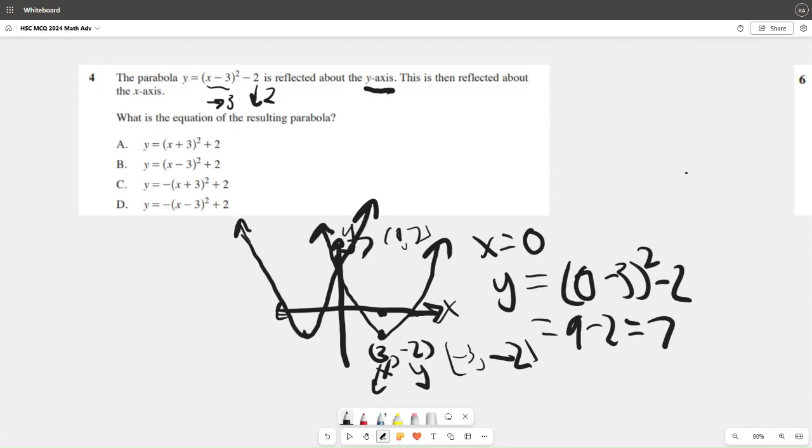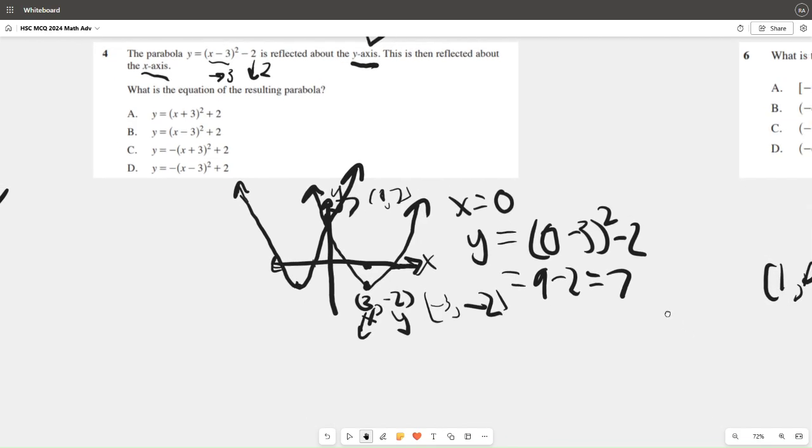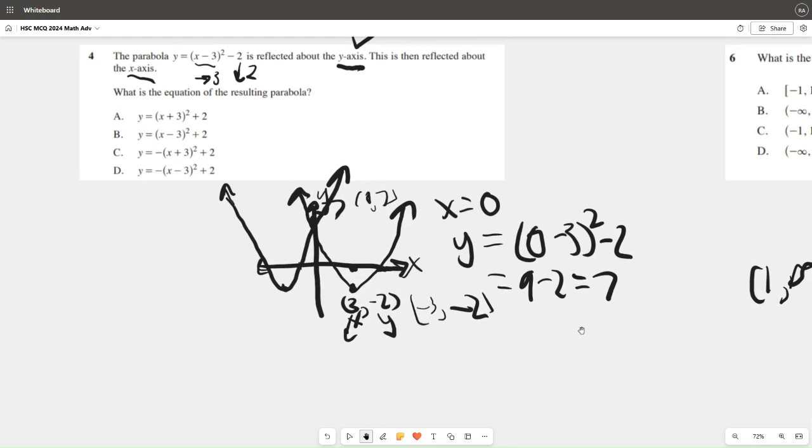Okay, so you'll notice all of the y values are the same. This is still minus 2, this is still 0, this is still 7, etc. It's just the x values have changed. So basically, we've completed this section. Now for the x-axis. For the x-axis, let me just move this even further down. I think that'll be better.